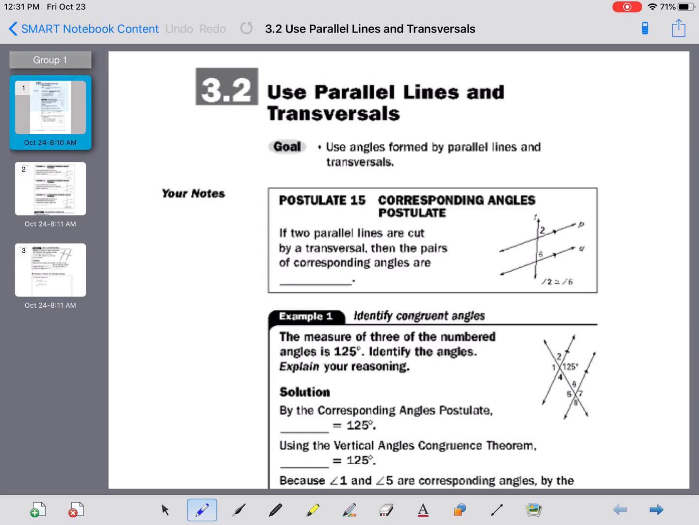I need you to remember alternate interior angles are angles inside between the two lines on opposite sides of the transversal and opposite ends. I need you to remember that alternate exterior angles are on the outside of the two lines and on opposite ends and sides of the transversal. And consecutive interior angles are inside between the two lines on the same side of the transversal. That vocab is set, that vocab is about location, and I can't stress that enough.